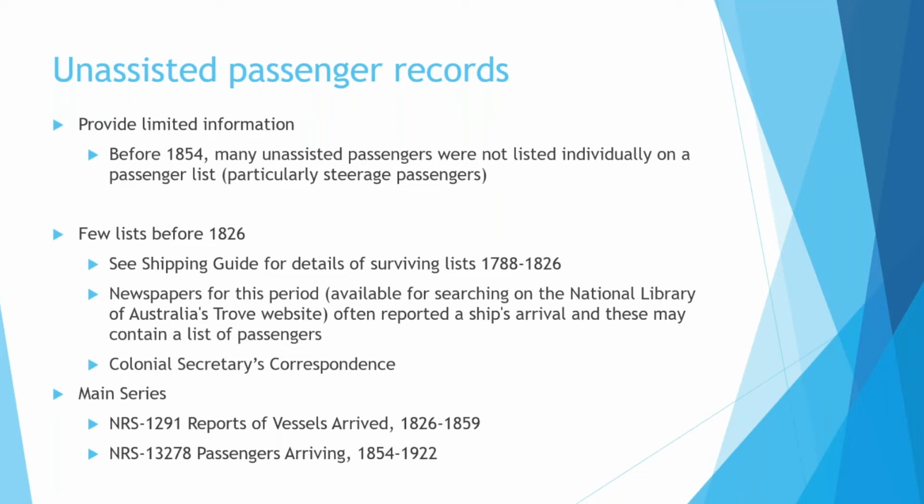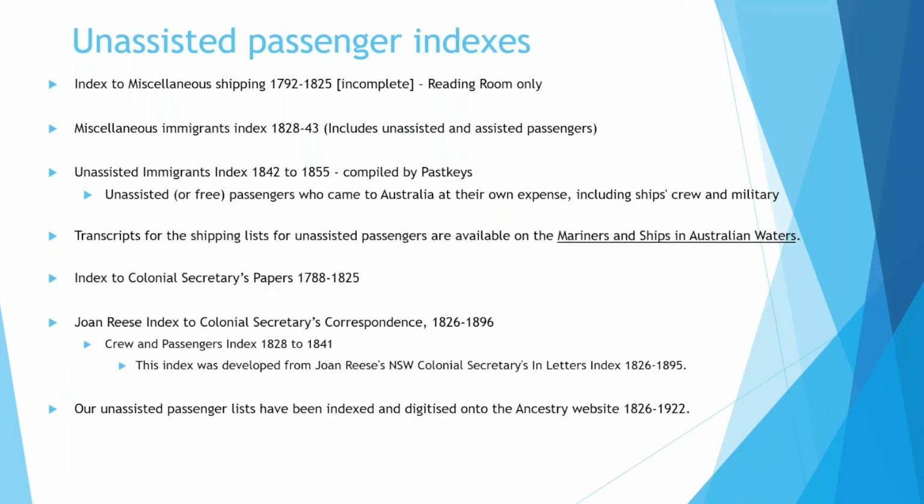So looking at the indexes that we do have, there's a very early one, miscellaneous shipping, 1792 to 1825, and that's available in our reading room. Then there's a miscellaneous index, 28 to 43. The Passkeys Index, unassisted immigrants, 1842 to 55 is worth checking. And then the website Mariners and Ships in Australian Waters has transcribed the shipping lists, and that's a free website to look at. Of course, the 2 indexes to the Colonial Secretary's papers, and there was an index, crew and passengers, 1828 to 1841, that was actually extracted from the Joan Rees Index.